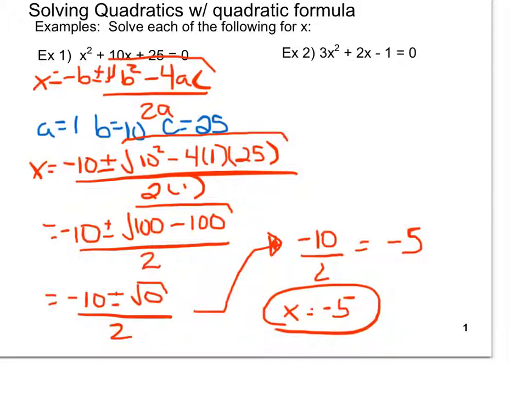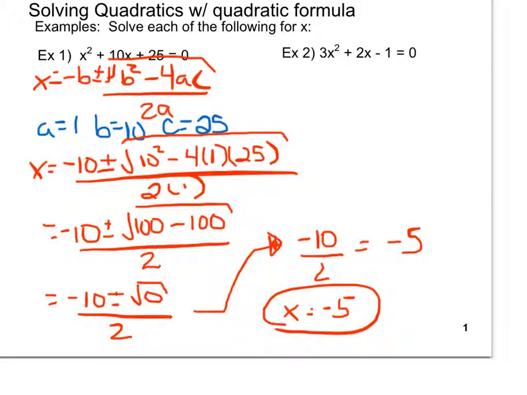Remember that my solutions to quadratic equations stand for my x-intercepts. So if I were to look at the graph of this, what I would see is that my vertex is going to touch the x-axis at one location, and it will happen to be at x equals negative 5. That is something we can look at tomorrow in class in our graphing calculator as well.